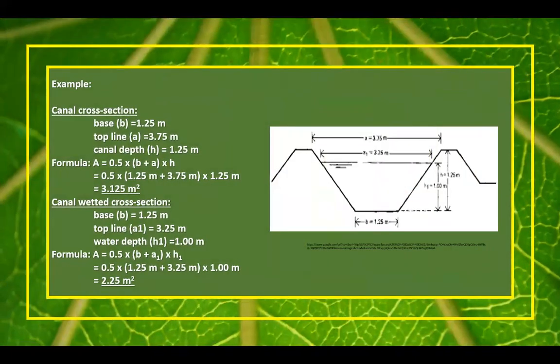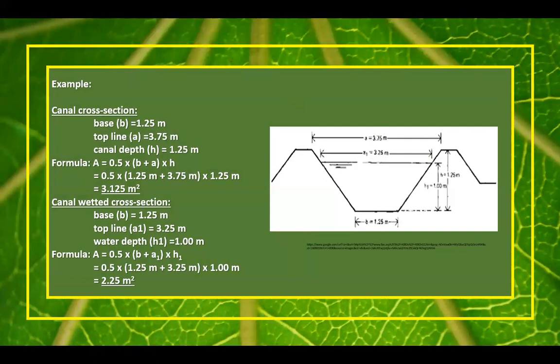So let's have an example. Here we have the picture of the given problem. For the canal cross section, the base is 1.25 meter, the top line or A is 3.75 meter, and the canal depth or height is 1.25 meter. We just follow the formula: area is equal to 0.5 times (B plus A) times H. Substituting, 0.5 times the base 1.25 meter plus the top line 3.75 meter, times the height 1.25 meter. So the answer is 3.125 meter squared.